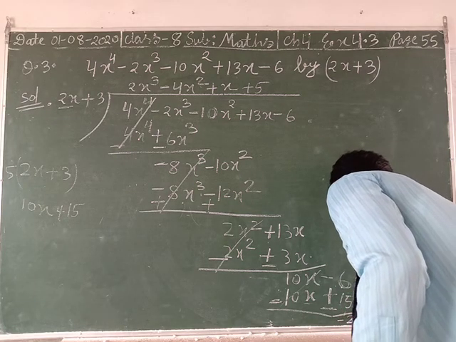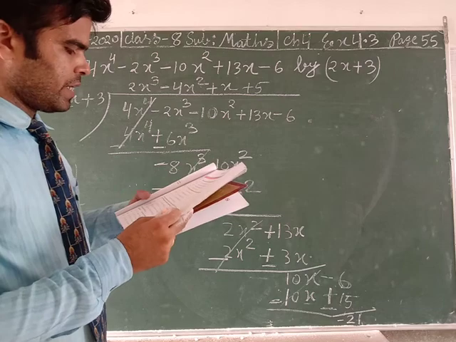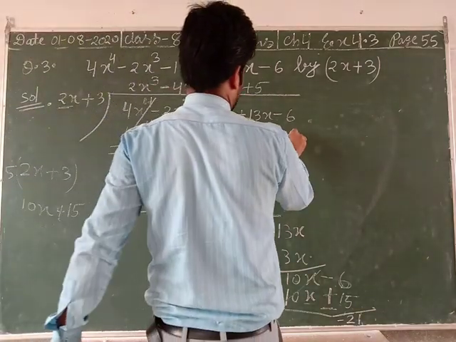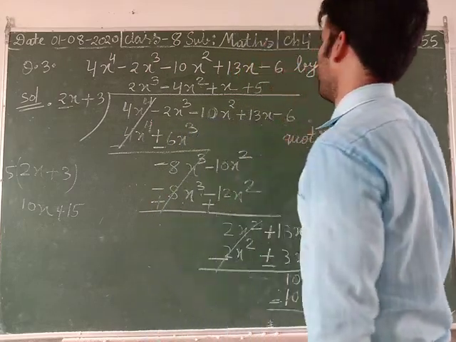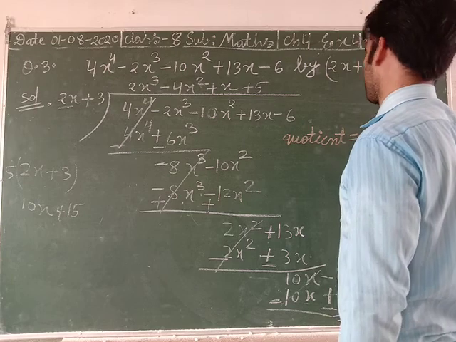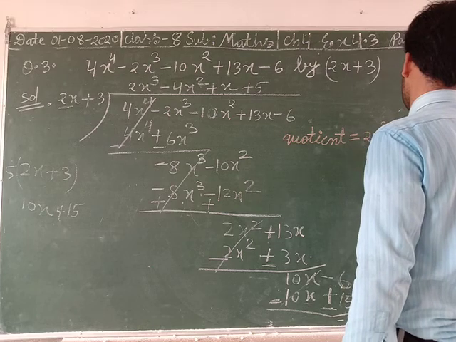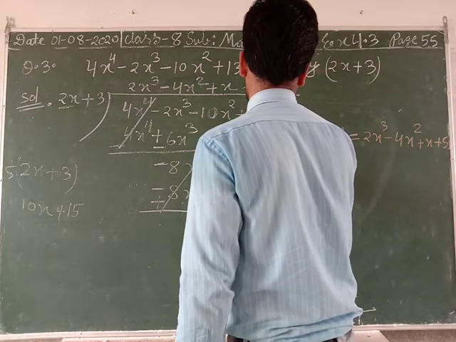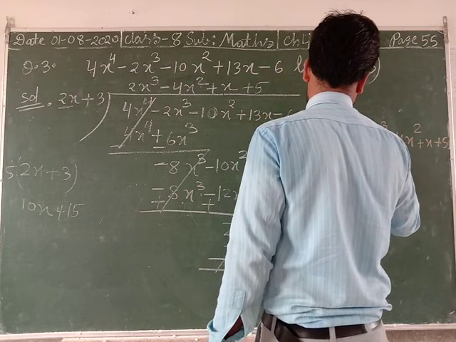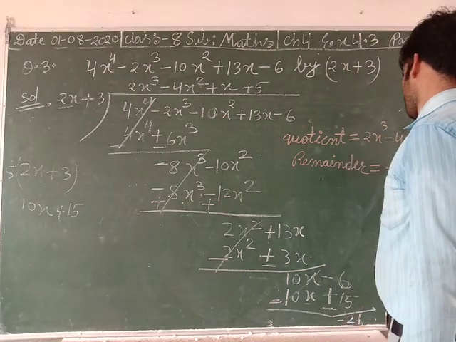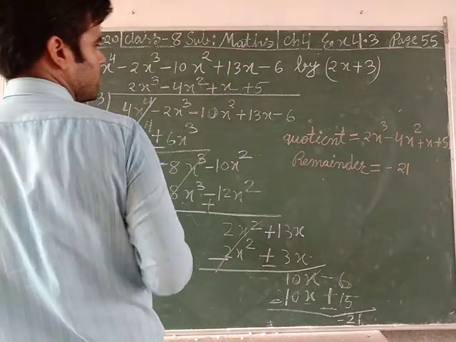Now students, we have to write down the quotient and the remainder. So the quotient is equal to what? 2x cube minus 4x square plus x plus 5, and the remainder is equal to minus 21. Okay students, the remainder is minus 21.